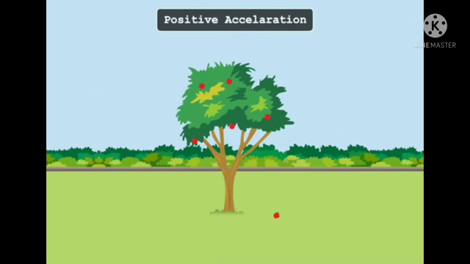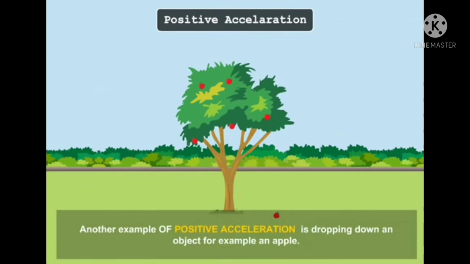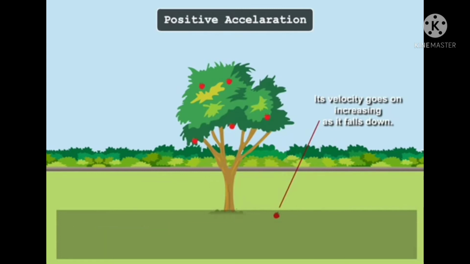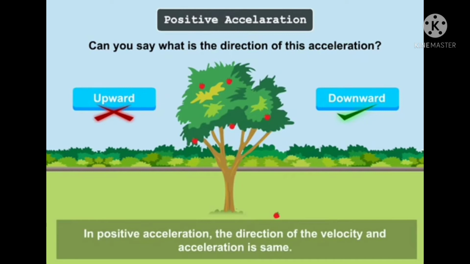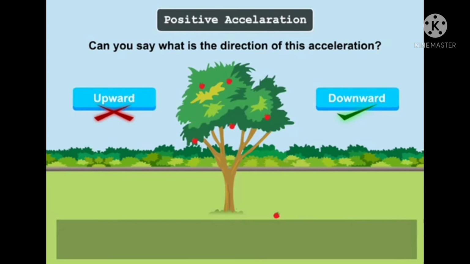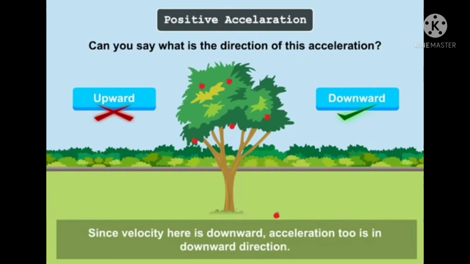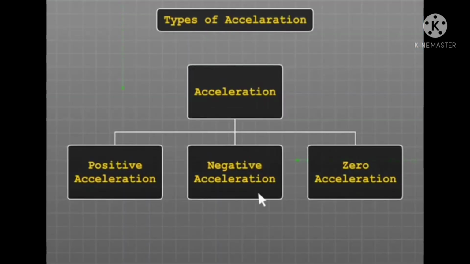Now whenever an apple or some fruit falls from a tree, it is another example of positive acceleration. Whenever the apple is falling down, the velocity is towards the ground. Similarly, acceleration is also towards the ground, that is, acceleration due to gravity acts on the fruit. So both velocity and acceleration have the same direction, that is downward. That is why we say it is positive acceleration. Positive acceleration means nothing but both velocity and acceleration have the same direction.